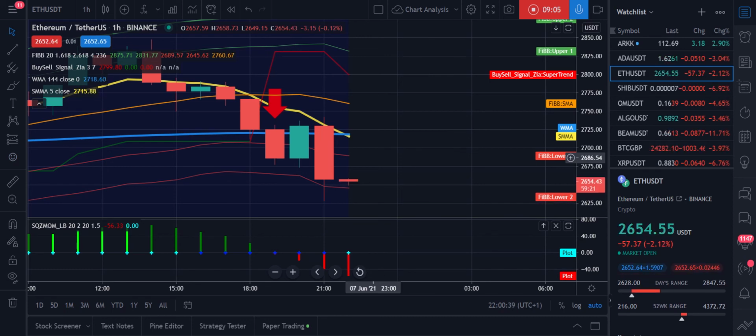But remember, 1 hour chart first, see how the market is moving. Check out the 5 minute chart. If you see two crossovers at the perfect time, it's your time to go.